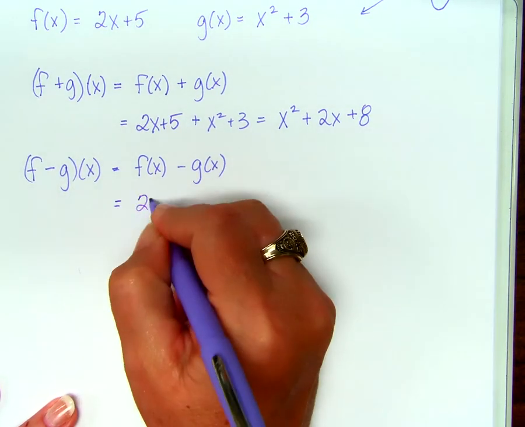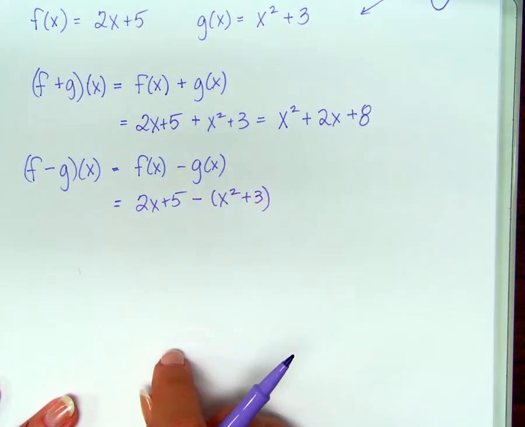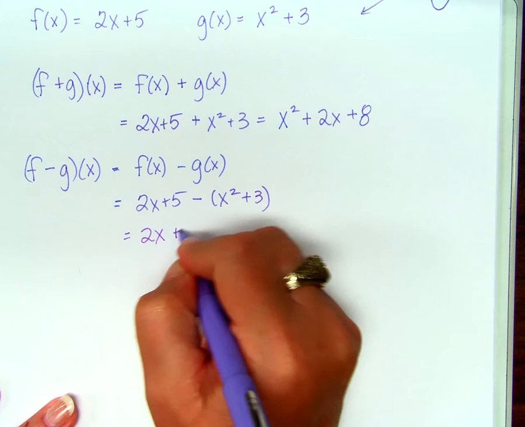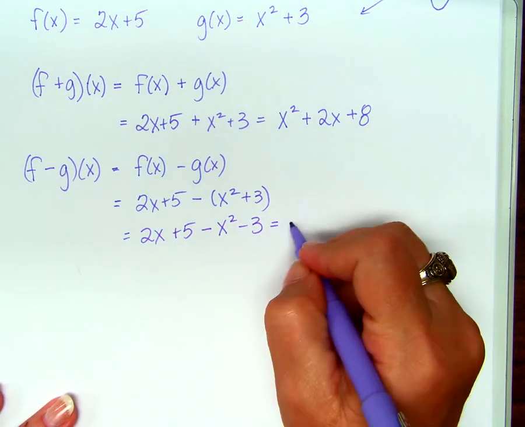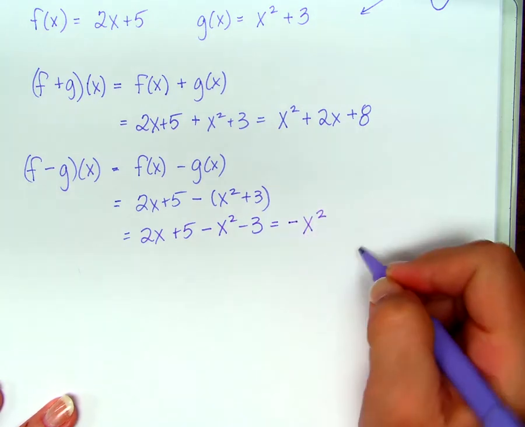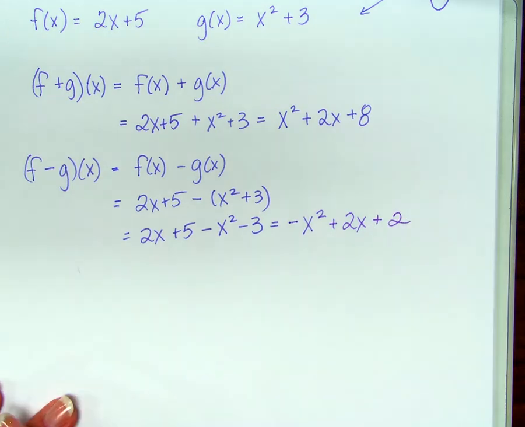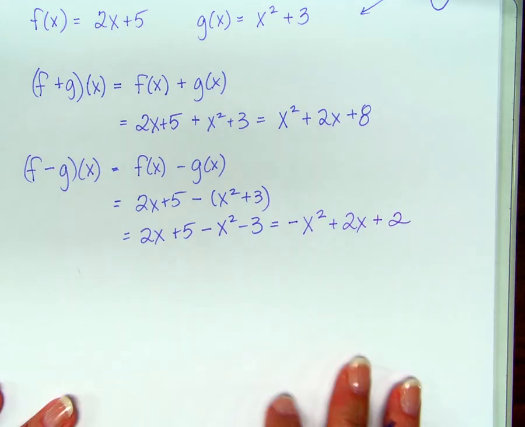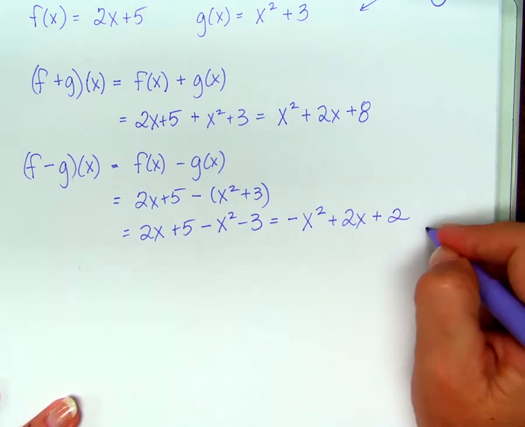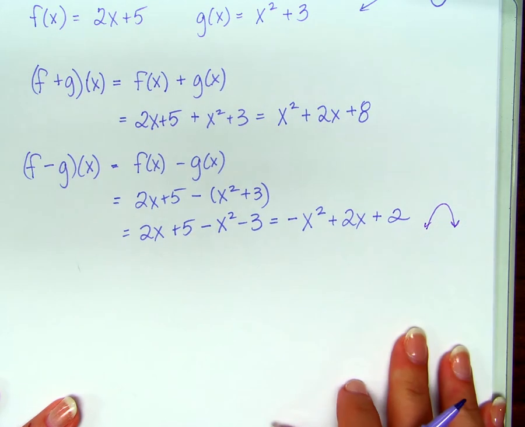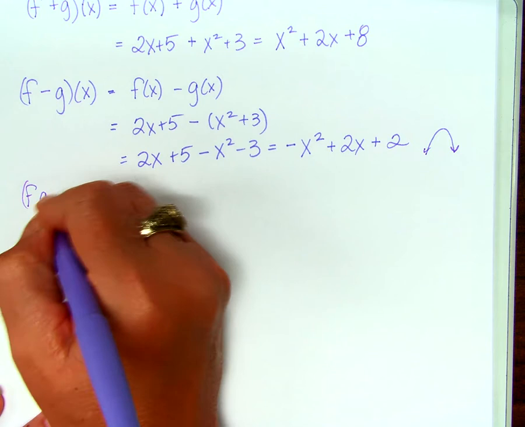F of x is 2x plus 5 minus g of x, which is x squared plus 3. So I have 2x plus 5 minus x squared minus 3, don't I? What do I get here? Negative x squared plus 2x plus 2. You okay with that? What's the domain of this function? Well, it's flipped over this way, isn't it? But isn't it still all real numbers? You are correct.